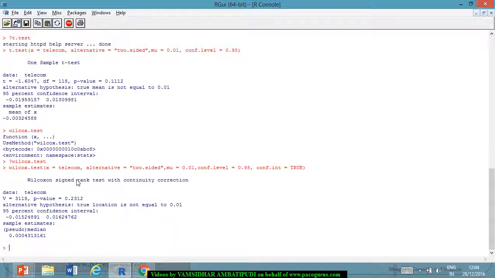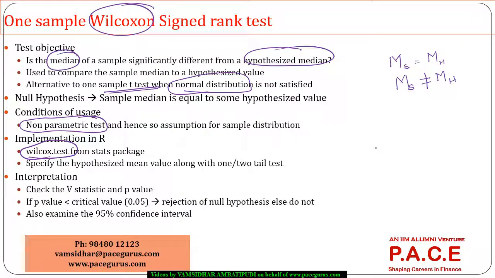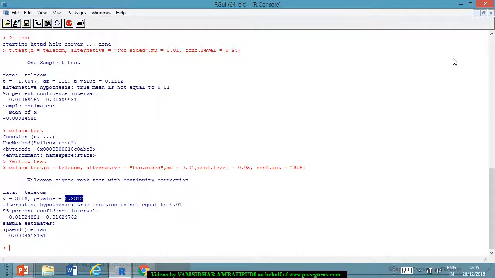So it is talking about a Wilcoxon signed rank test with continuity correction. The p-value here is 0.2312. That is what is more important for me. The p-value 0.2312 is greater than 0.05, so I cannot reject the null hypothesis. I have to take my decision in favor of the null hypothesis, wherein I can say that the sample median is nowhere significantly different from the hypothesized median.